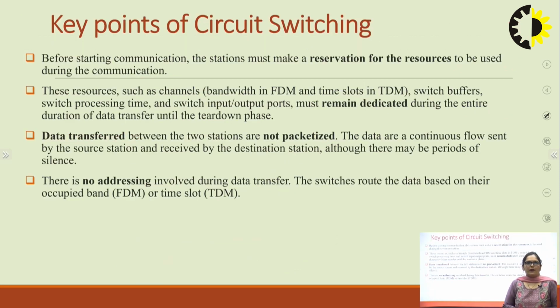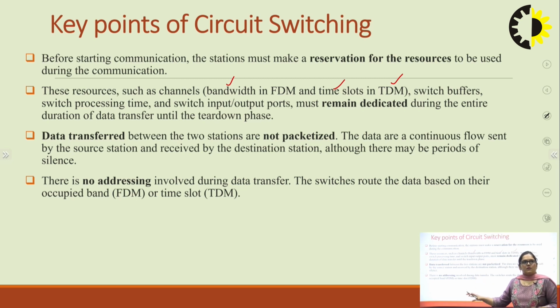So these are a few key points of circuit switching. First, before starting the communication, the station must make a reservation for the resources to be used during the communication. These resources would be channels; if we have used frequency division multiplexing, the bandwidth will be reserved, and if we have used time division multiplexing, the time slots will be allocated. Other resources may be switch buffer, switch processing time, and switch input and output ports, which will be used for sending or receiving data from the devices. And these resources must remain dedicated during the entire duration of the data transfer until the tear down phase.